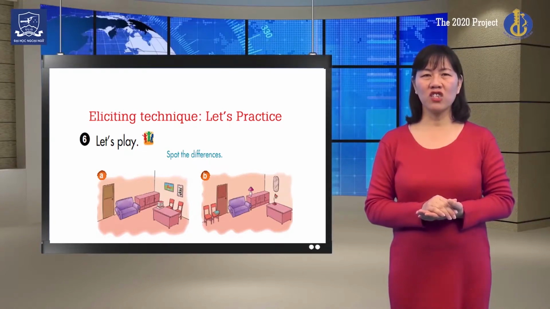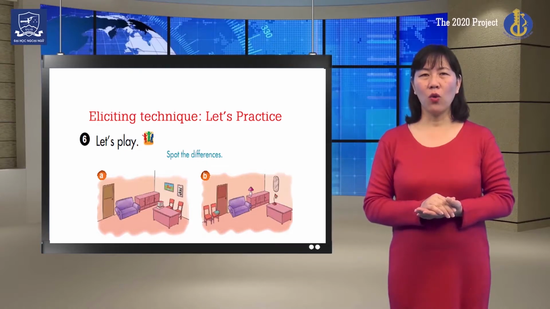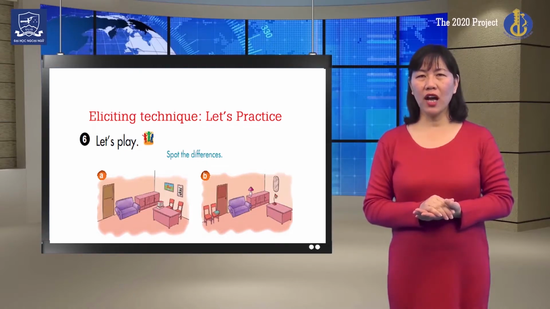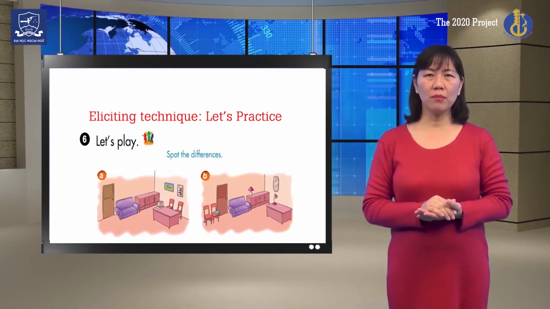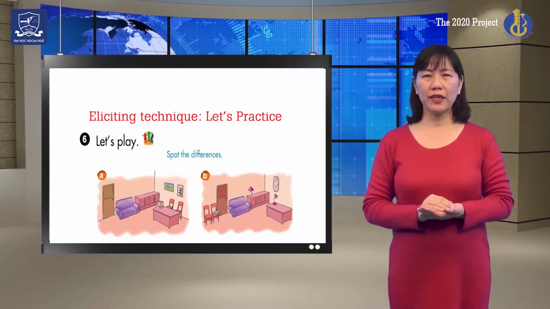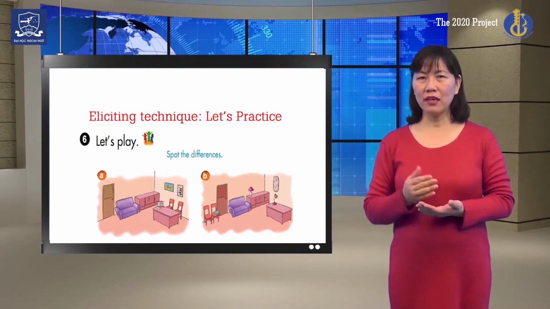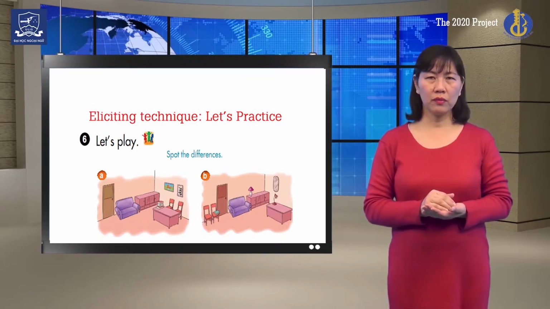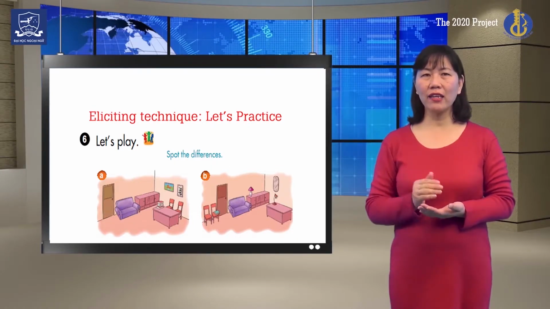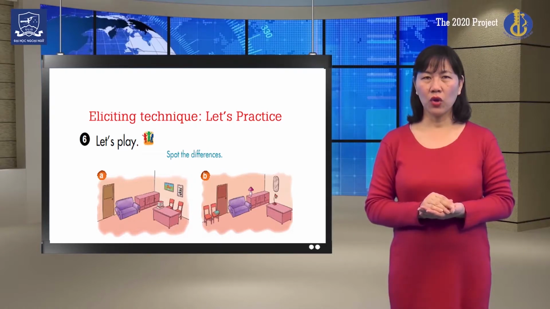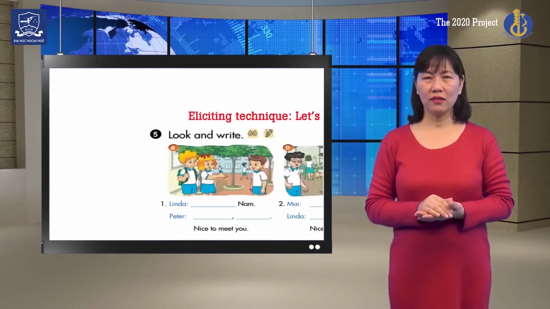Okay, here are some suggestions. Work in pairs. One of you looks at picture A, the other looks at picture B. Ask and answer questions. Teacher gives the model with one pupil. For example, "What can you see in your picture, Mai? Is it a living room or a bedroom? How many chairs are there in your picture? Where is the sofa?" etc.